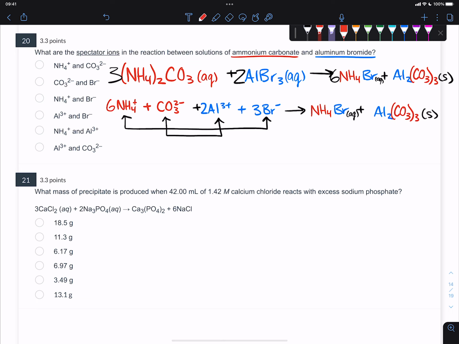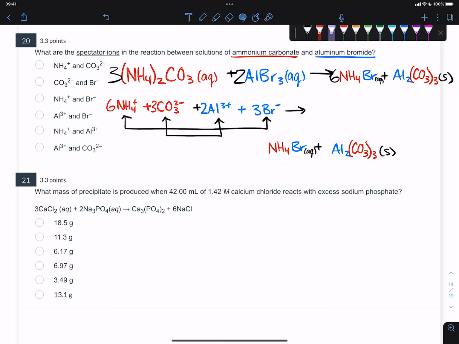A 6 there. We're going to have 3 of these, 2 aluminums. Okay, that part's good. And then on the other side, I'm going to move these because this room's getting kind of tight. We know that the aluminum is going to stay over there. We need to split this apart, and also keep with our balancing.